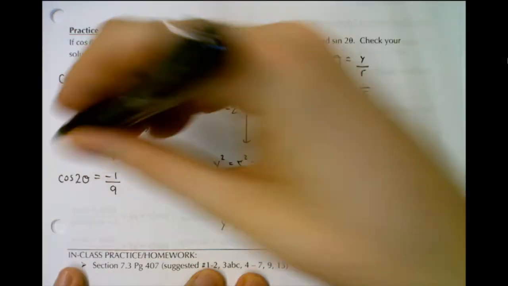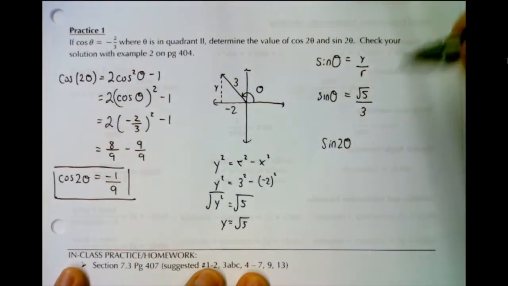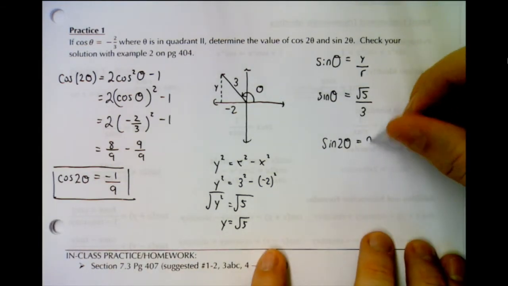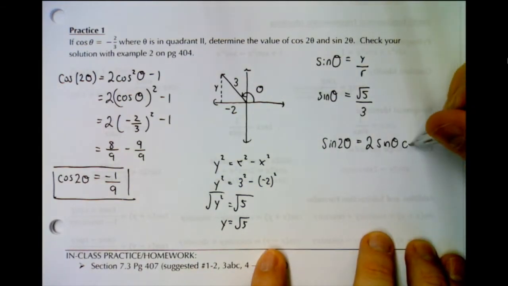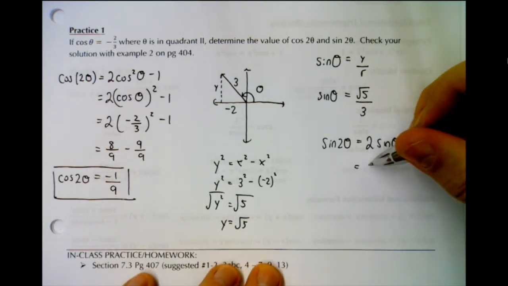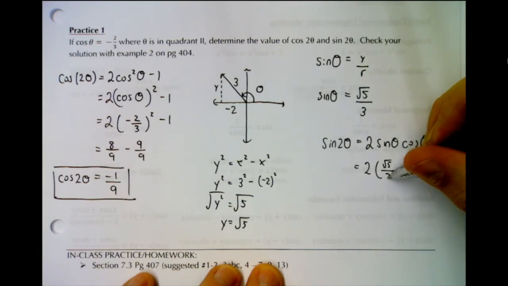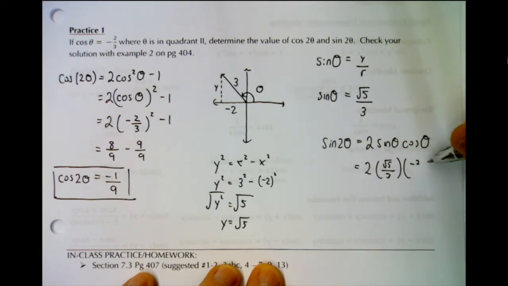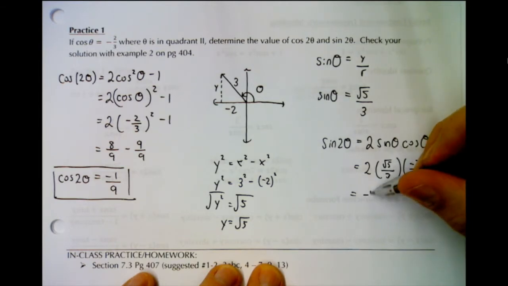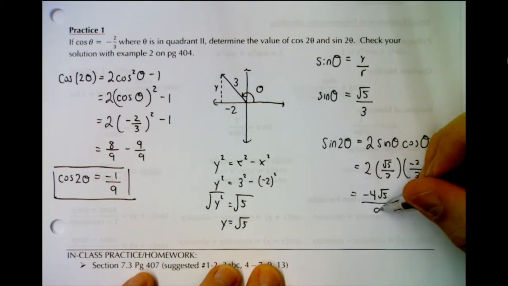That makes sine root 5 over 3. Now that we know what sine theta is, I'm going to box my answer over here, we can find what sine 2 theta is. And we can do that by using the identity 2 sine theta cos theta, which is the double angle formula for sines. 2 is a number, sine theta is root 5 over 3, and cos theta is negative 2 over 3. And now if we multiply this across, 2 times root 5 times negative 2 is negative 4 root 5. And in the denominator, 3 times 3 is 9.